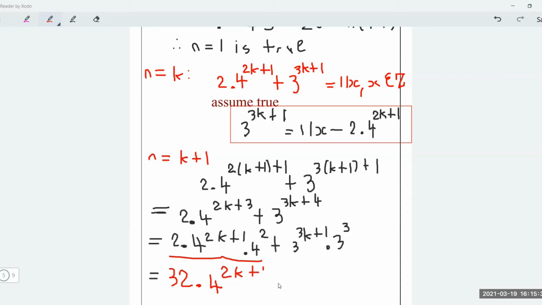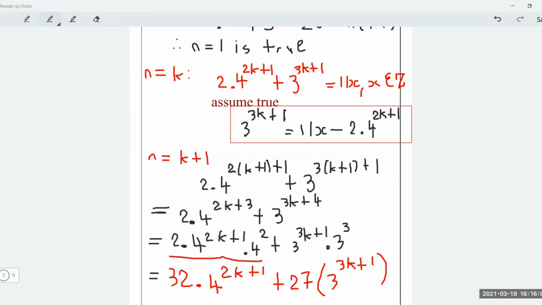Then what are we getting right here now? This part right here, I know 3 cubed is 27. So we get 27 times 3 to the 3k plus 1. All of that hard work to get it back in terms of 4 to the 2k plus 1 and 3 to the 3k plus 1. When you get a question like these, try to get it back in these powers so that you can substitute.